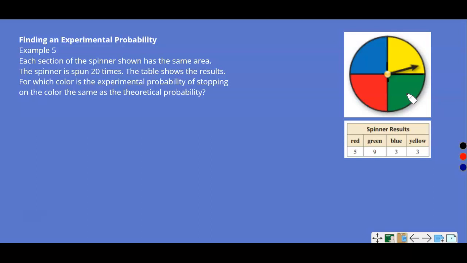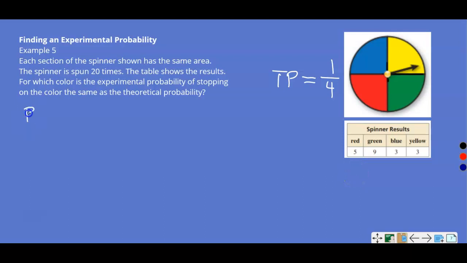All right, and this is your theoretical probability. I'm just going to use TP. Theoretical probability equals 1/4. All right, so then we want to see which color represents the same. So it shows that out of 20 times spun, 5 red, 9 green, 3 blue, and 3 yellow.